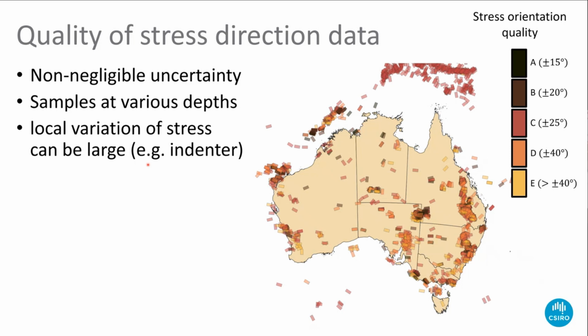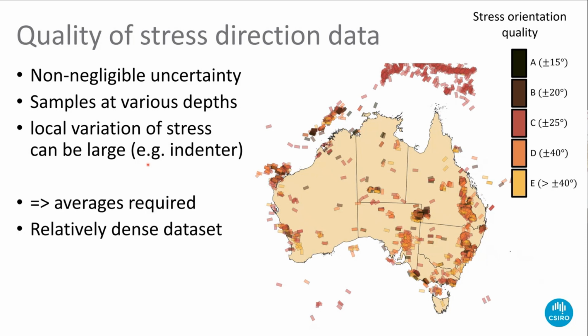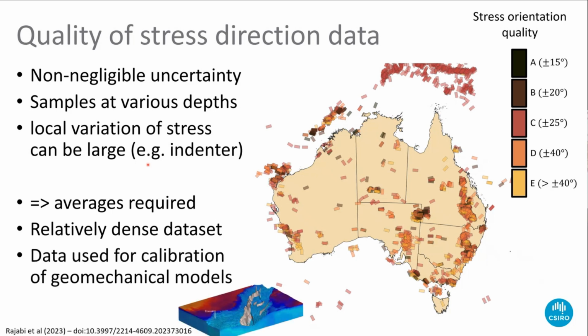So that means that any observation you see cannot be generalized everywhere. So we need to look at averages, and for that we need to look at a scale that is large enough that we have averages to work with. In our case, that means we're going to work at the continental scale. Luckily, we've got dense enough data sets that we can actually do that.